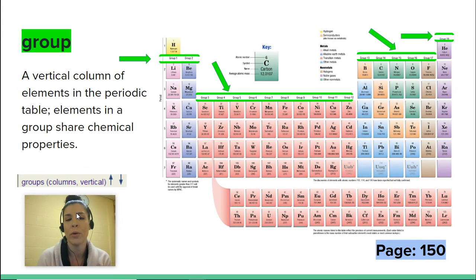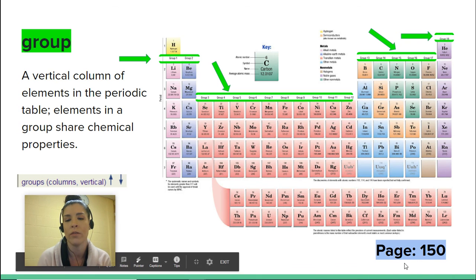Now a group, green, and then I put it where you can see it with arrows all over so you know exactly where to find it. A vertical column of elements in the periodic table. Elements in the group share chemical properties. This is found on page 150.